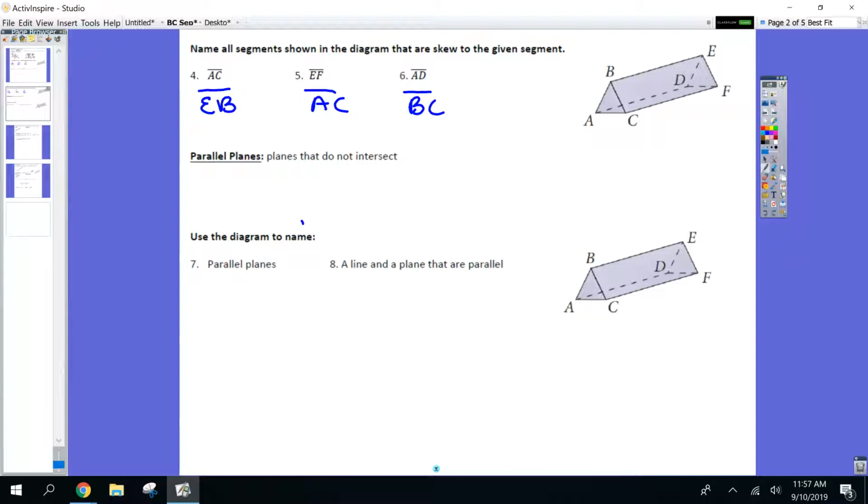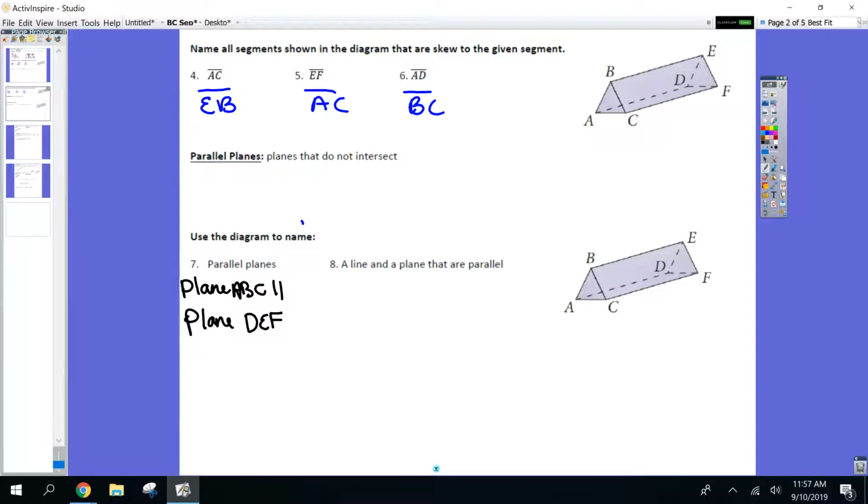All right. Lines can be parallel. What about planes? Darn right they can. Two planes are parallel if they never intersect. So there's only one pair of parallel planes on here. It's plane ABC. So plane ABC is parallel to plane DEF. Yep.